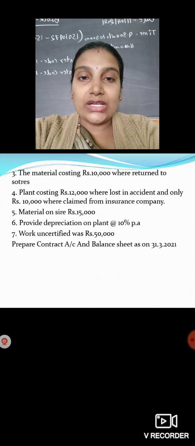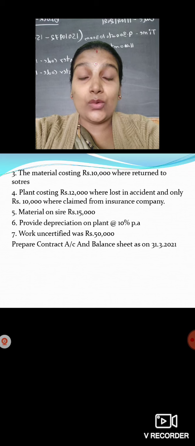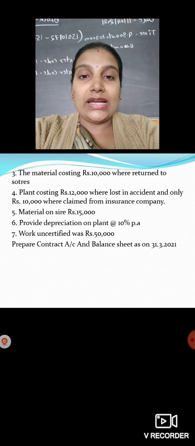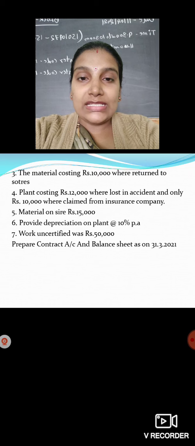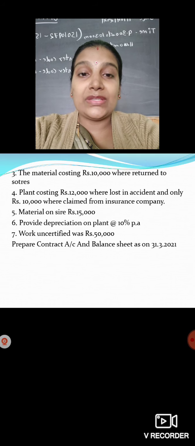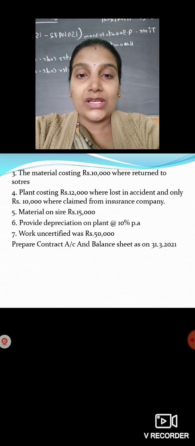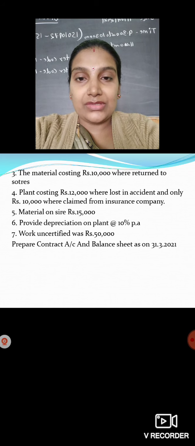Then plant costing 12,000 was lost in an accident and only 10,000 was claimed. So 2,000 abnormal loss we have here. Actually lost 12,000 and the insurance company claimed only 10,000 to us. Then material on site 15,000. Provide depreciation on plant 10% per annum. Work uncertified you have 50,000. So I have to prepare contract account and balance sheet here.